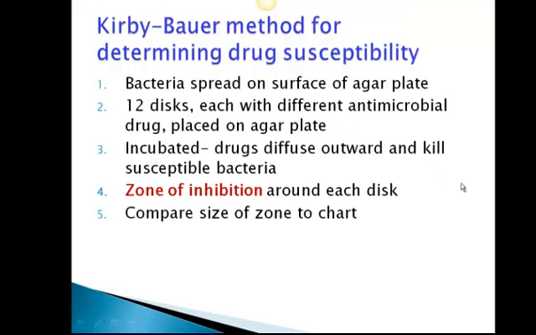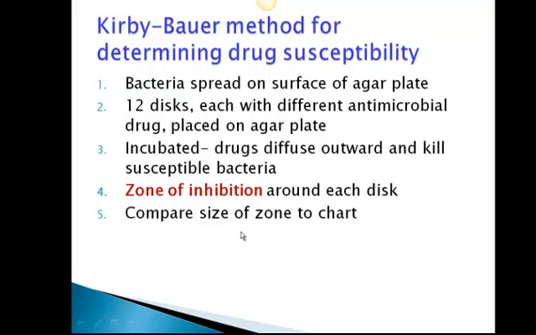One way of determining drug susceptibility of specific bacteria, a way that a doctor could test a microbial strain isolated from a patient, is this: the bacteria are spread on the surface of an agar plate, and then 12 discs, each containing a different antimicrobial drug, are placed on the agar plate. The plate is incubated to allow the bacteria to grow, and the drugs impregnated onto these discs diffuse outward and kill the susceptible bacteria. This is called a zone of inhibition. The larger the zone of inhibition, the better the antibiotic is working to kill the bacteria.